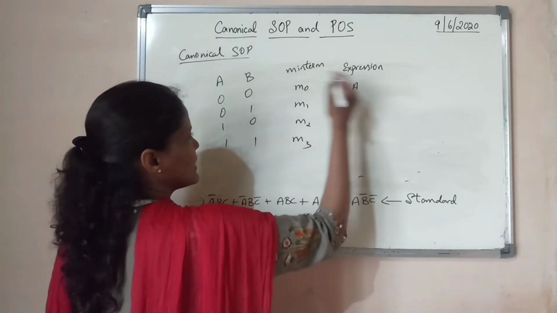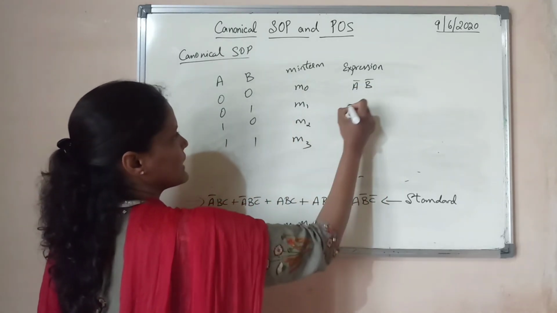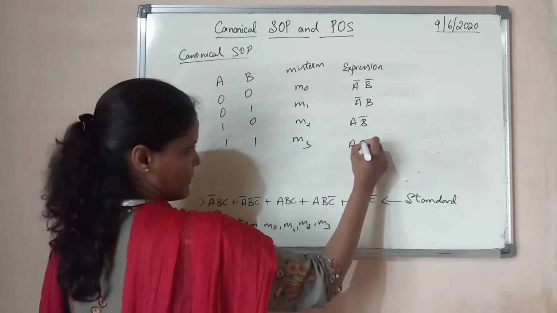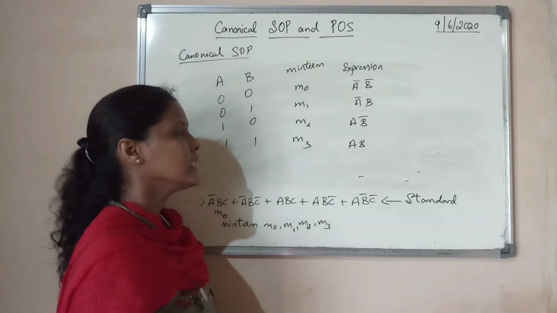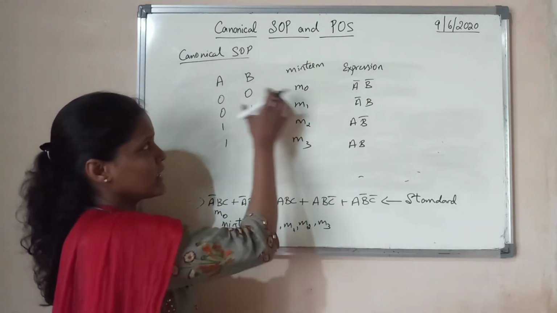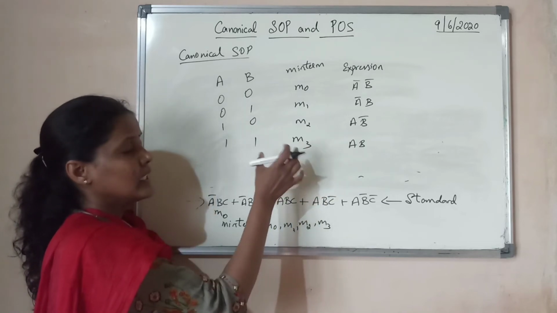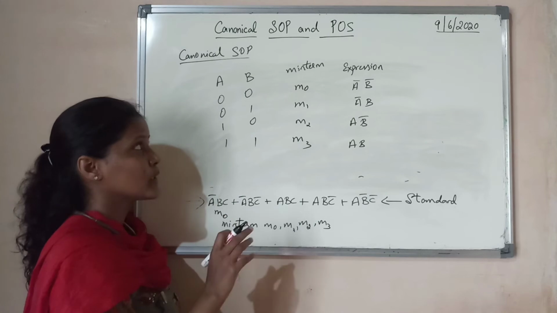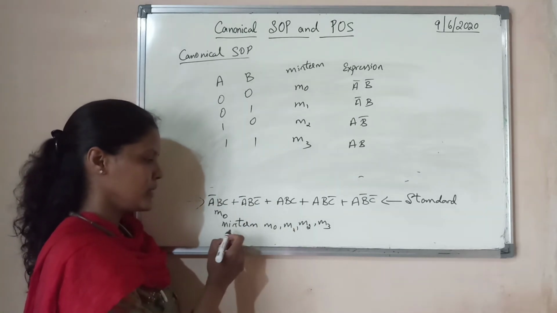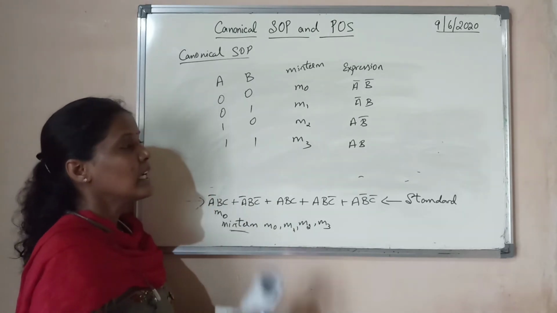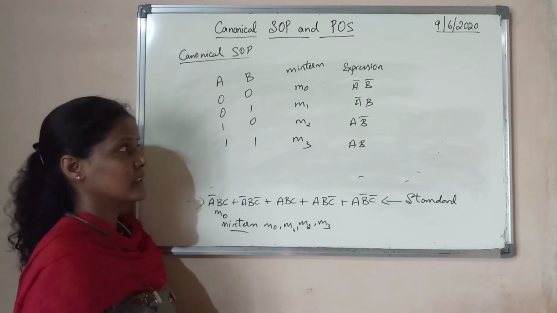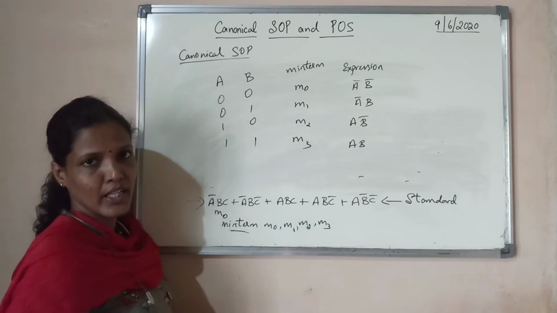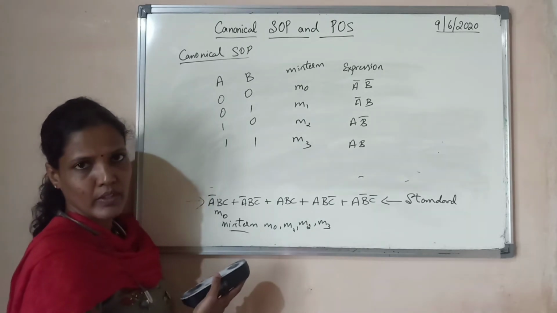If there is 1, write in uncomplemented form. So a value, b value both are equal to 0: a bar, b bar here; a bar, b here; a, b bar here; a, b. This is the expression. So each term we are going to represent in small letter m, that is for SOP only, not POS. Each term that comes in SOP we are going to call a min term, and that will be represented like this: m0, m1, m2, m3. I hope you are very much clear with this.